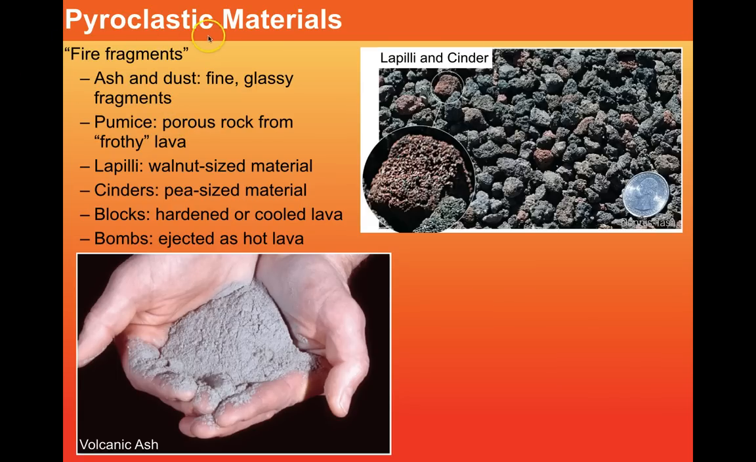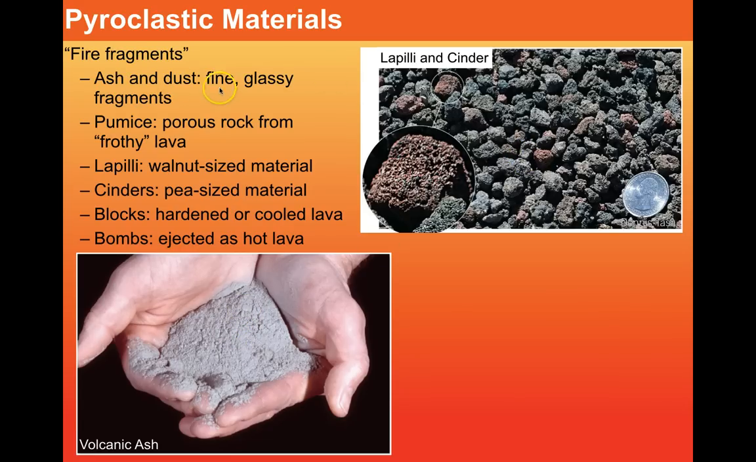Another important texture to understand are these things called pyroclastic materials. Pyroclastic means fire, fire fragment or fire broken. So these are fire fragments, and these are kind of the size of them. So here's some lapilli, cinder, and here's some ash. And these are actually just the material that gets shot out of different volcanic eruptions.